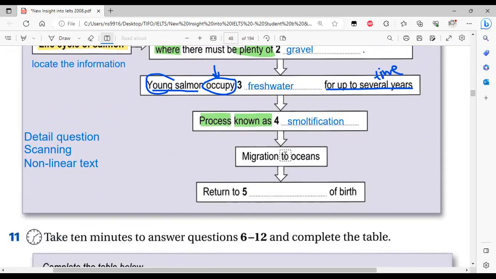Okay, now here, migrations to, what does the word migration mean, guys? What does it mean, migration? Migration, they migrate. Yeah, very good. The ocean. Look, this migration is used with animals.